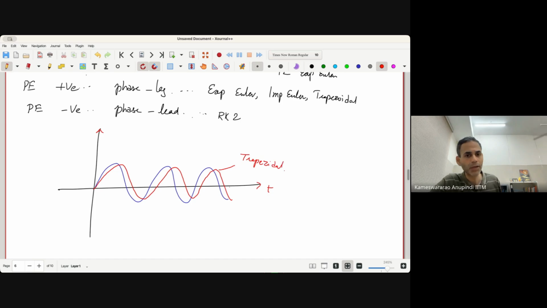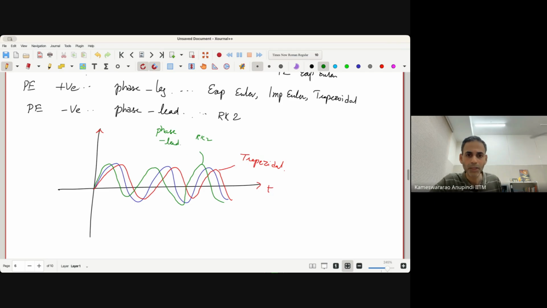But why are we calling it phase lag? This is actually coming before the wave rather than after the wave, but still we are calling it phase lag. Lag means something that is coming later. Similarly, if you look at the RK2 method, it is actually unstable, so it's going to diverge, but it's going to follow this one. It's going to be like this, RK2. So the green is RK2, which we are calling phase lead.